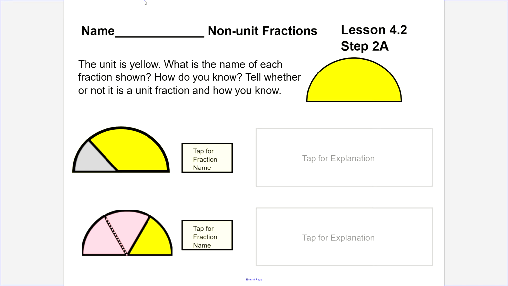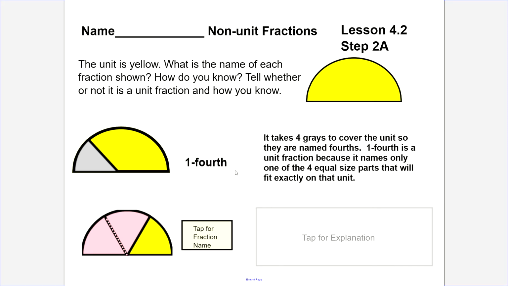Well, I can see here that I have, you may want your fraction kit to help you, 1 gray piece on the yellow piece. I know that 4 total gray pieces would cover this yellow piece. So the name for one of the gray pieces on the yellow unit is 1/4. This is a unit fraction. It takes exactly 4 grays to cover the unit, so they are called fourths. 1/4 is the unit fraction because it names just one of the 4 equal-sized parts that fit exactly on the unit.